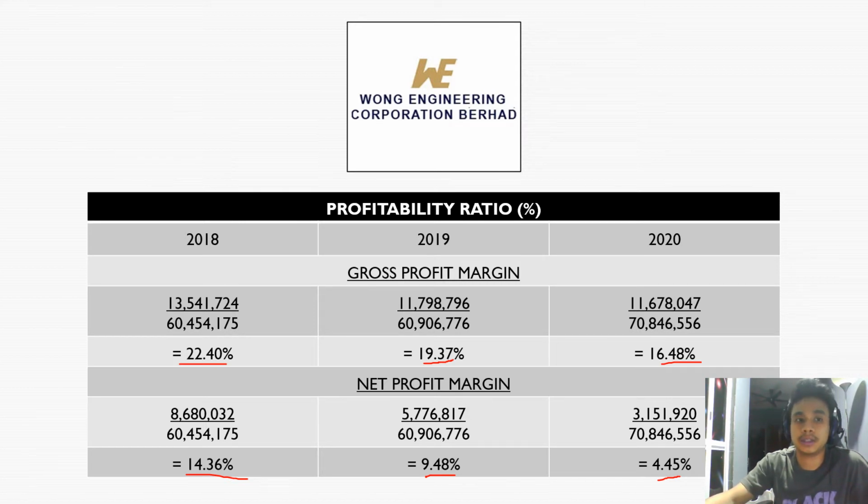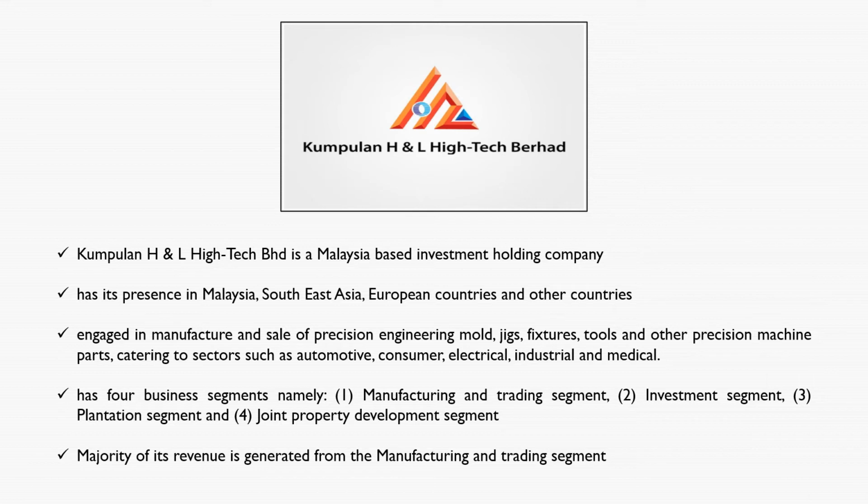The next company that I chose to analyze is Kumpulan H&L High-Tech Berhad. Kumpulan H&L High-Tech Berhad is a Malaysia-based investment holding company. It has a presence in Malaysia, Southeast Asia, European countries and other countries. The majority of its revenue is generated from the manufacturing and trading segment.